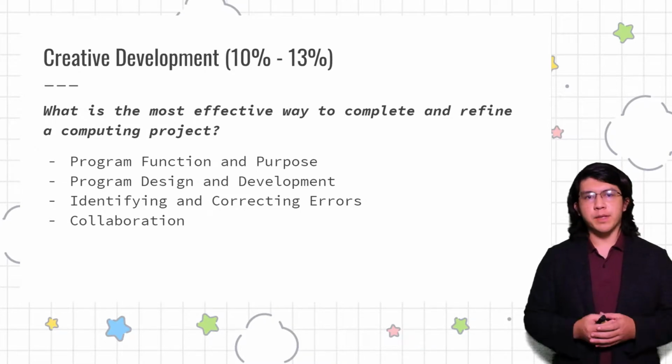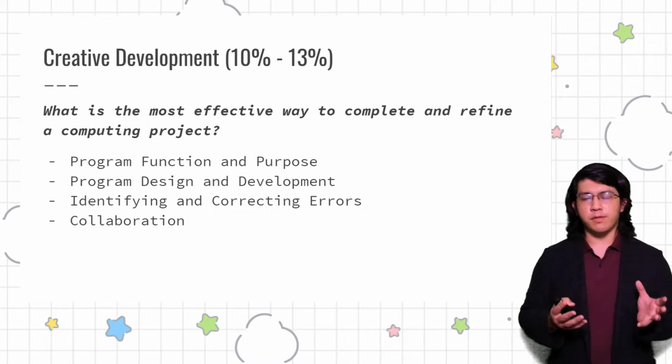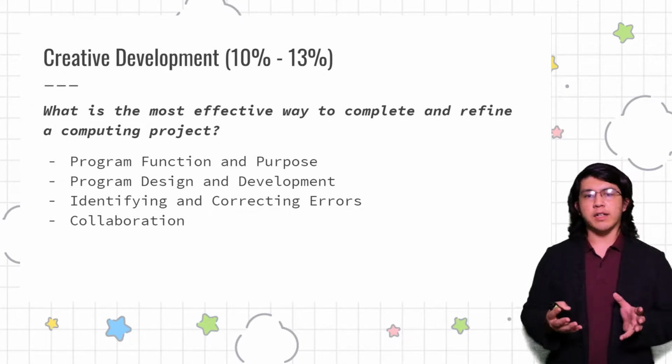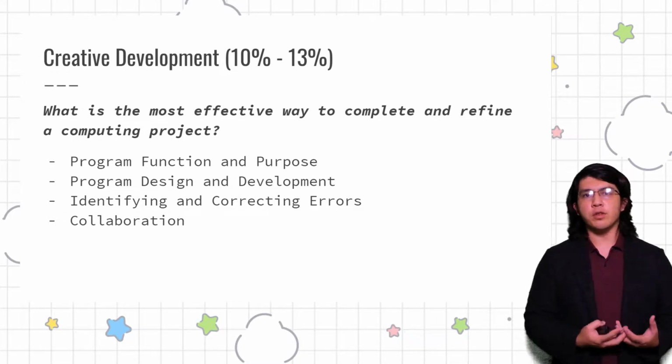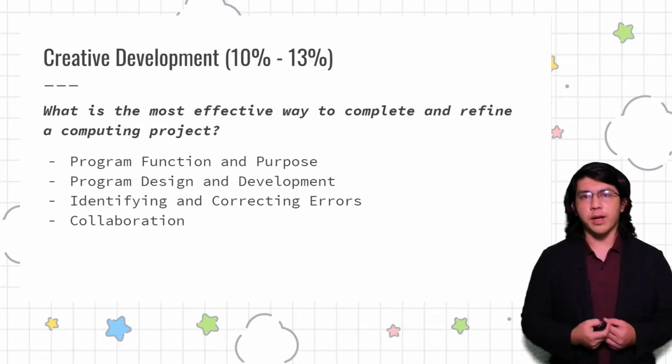The creative development big idea asks, what is the most effective way to complete and refine a computing project? What's the best strategy to take to make some sort of program or piece of hardware or software that could be revolutionary and change the way society, economy, or culture might work?